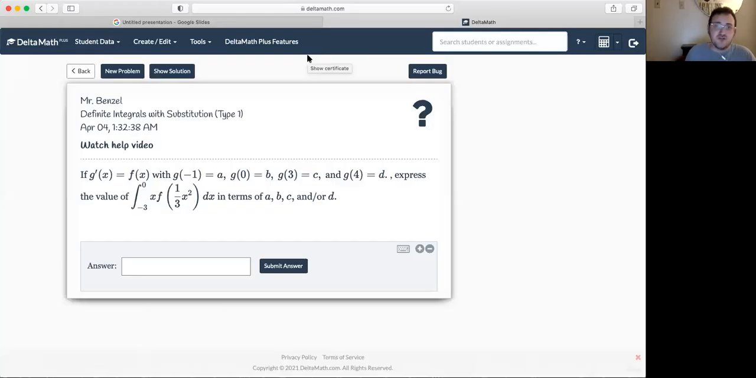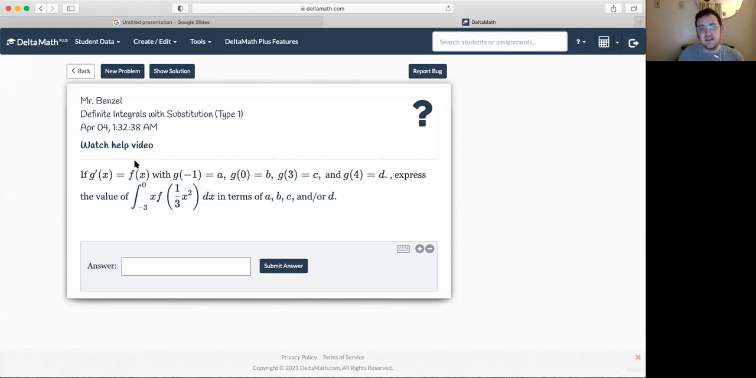All right, the third type of problem. This gives you the idea here. It says if g prime of x is equal to f of x, with g of -1 equals a, g of 0 equals b, g of 3 equals c, and g of 4 equals d, express the value in terms of a, b, c, and or d.